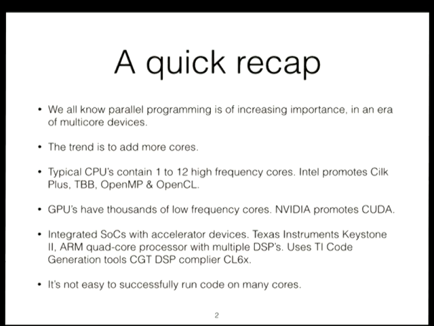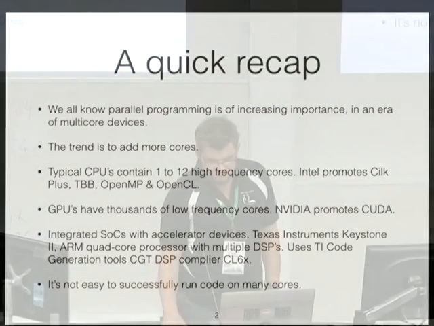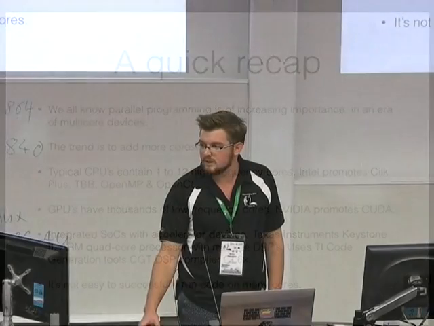But each vendor tries to push their own specific language to target these platforms. So Intel promotes Cilk Plus or Thread Building Blocks. Thankfully, they also support OpenMP and OpenCL. GPUs have thousands of low-frequency cores, and NVIDIA promotes CUDA. Thankfully, AMD mostly uses OpenCL as well.